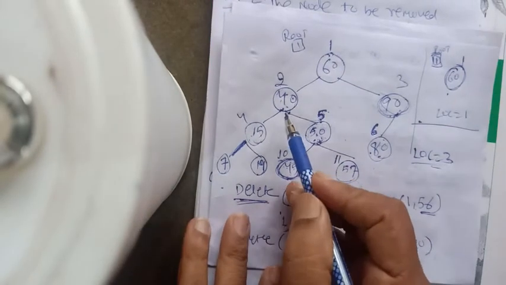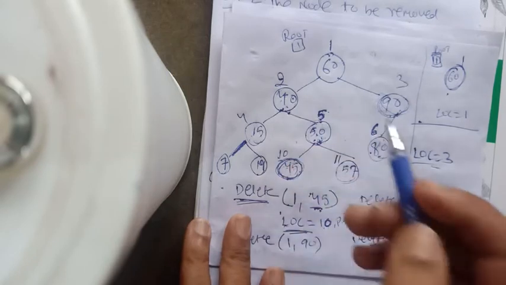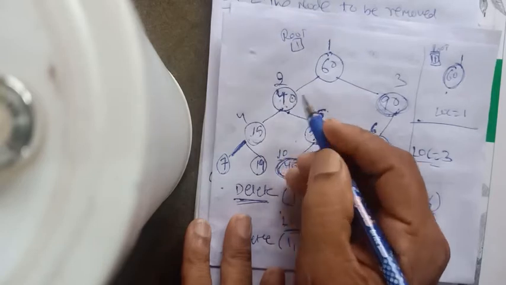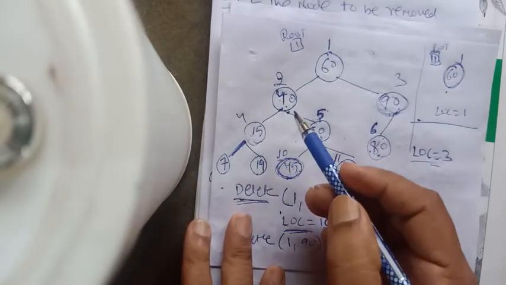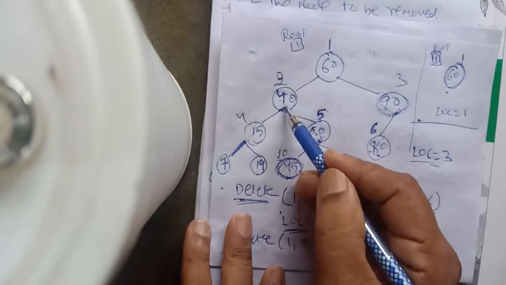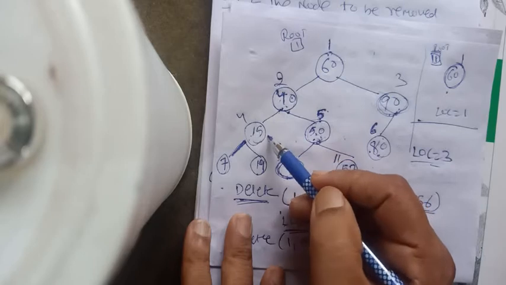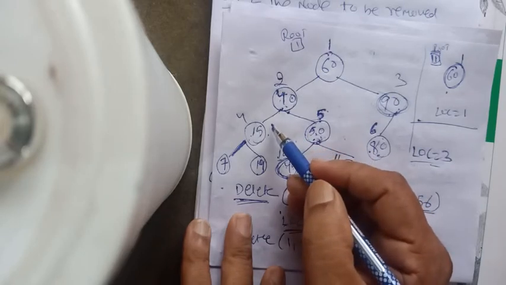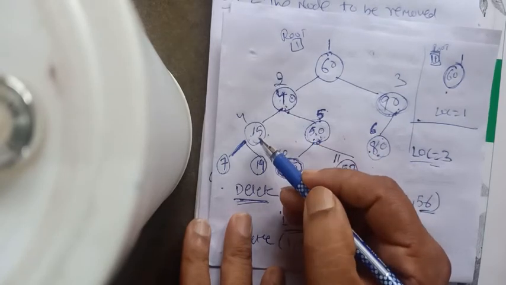See, if we want to remove 40, then don't remove 40 yet. Rather, you have two options. When you want to remove 40, you have two options. What are the two options? You may select, be careful, you may select the largest possible valued node from the left of 40.